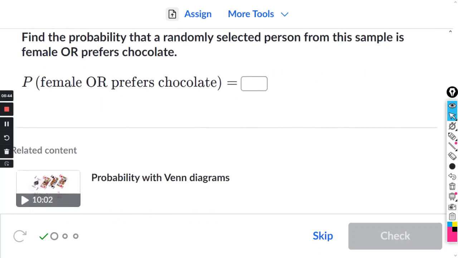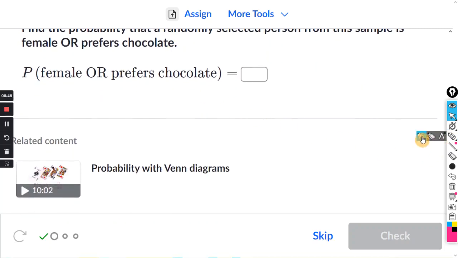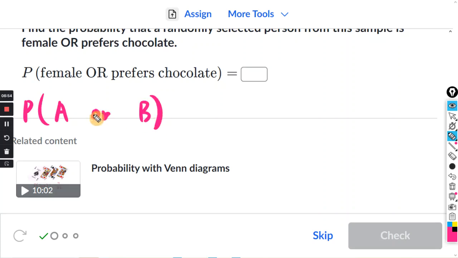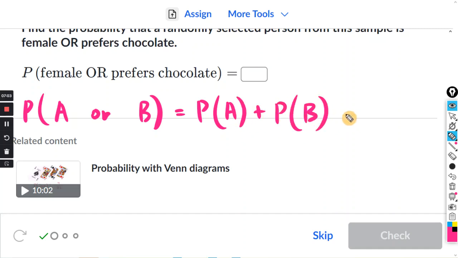So we said a minute ago, if it's A or B, probability of A or B, we're using the same formula. Probability of A plus the probability of B minus the probability of A and B.